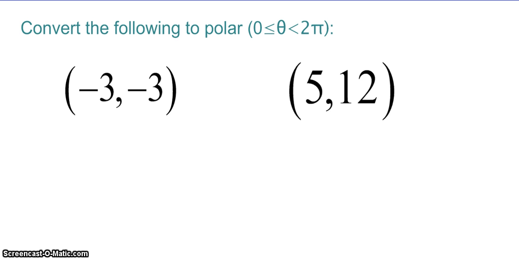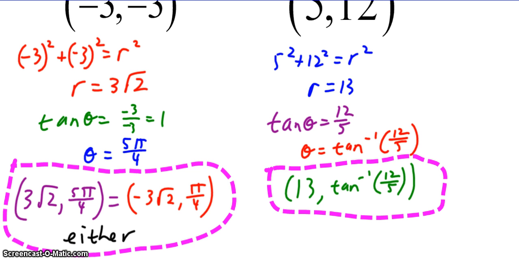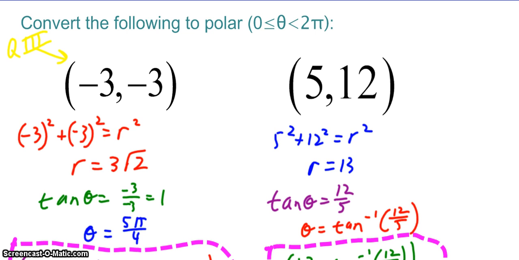Let's try to go the other direction. So now I want you to convert the following to polar between 0 and 2 pi. Pause the video, unpause when you're ready to check your work. Okay, so for the first one here, I want to recognize that negative 3, negative 3 is in quadrant 3. That's going to be important when I find theta.